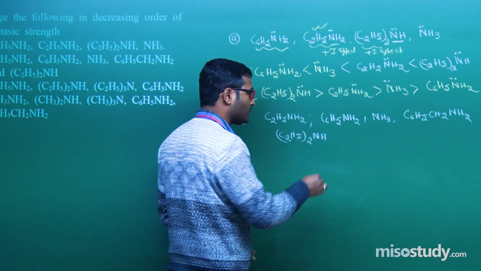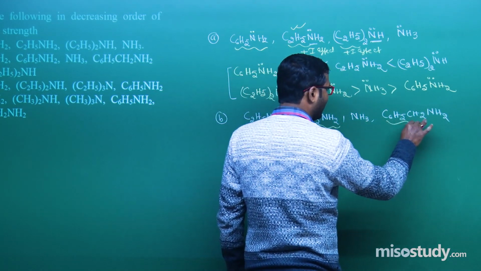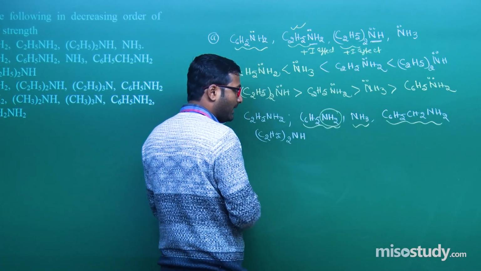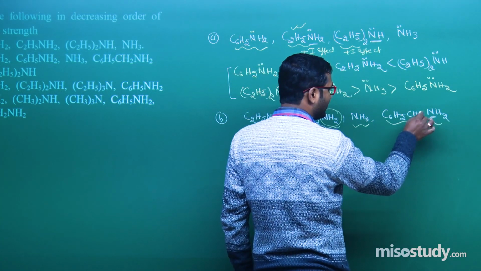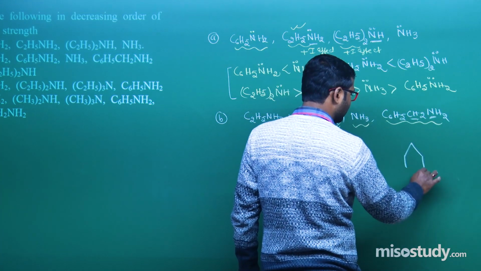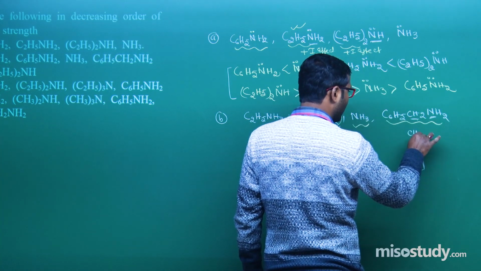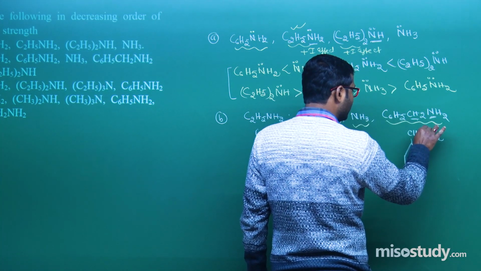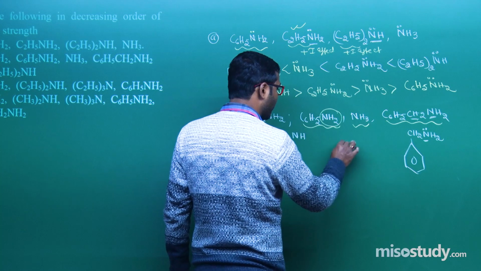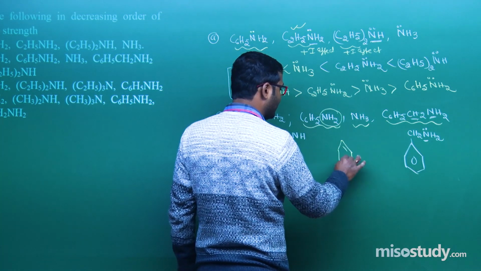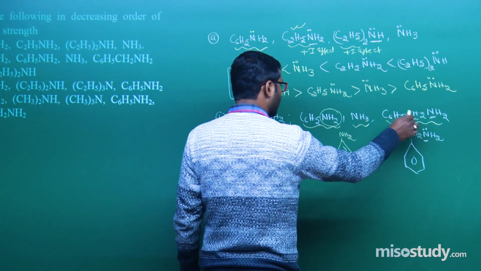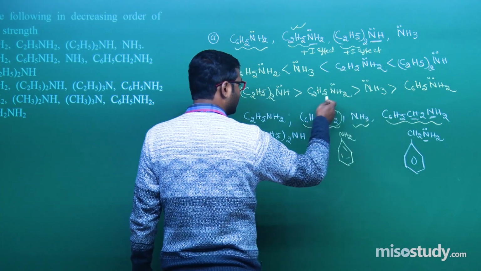First of all, we have to compare this one and this one. We know this NH2 is directly attached to the benzene ring, but this NH2 is not directly attached. First CH2 comes, then NH2. It is like this: a benzene ring, CH2, NH2. So in this case, this nitrogen will have more electron density in comparison to the NH2 which is directly attached to the benzene ring. Clear? So if I compare these two, this one will have more basic character.